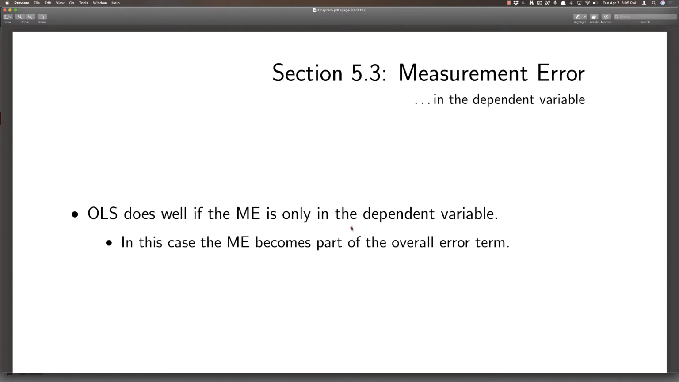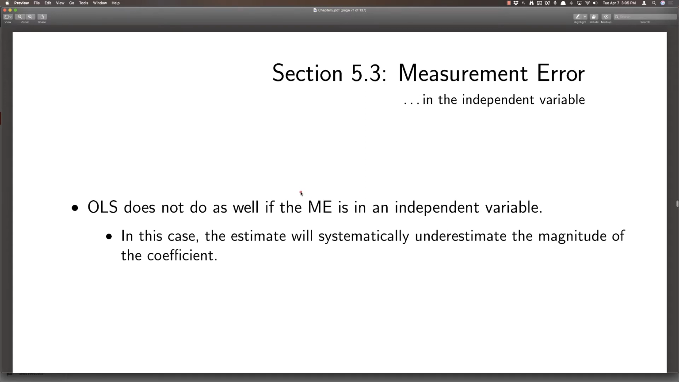The measurement error there becomes a part of the overall error term. Now, it does increase your standard errors, which means it's harder to reject the null. So in a way, you can think of it as widening the hypothetical distribution of beta 1 hat. But overall, it's accounted for in the model.